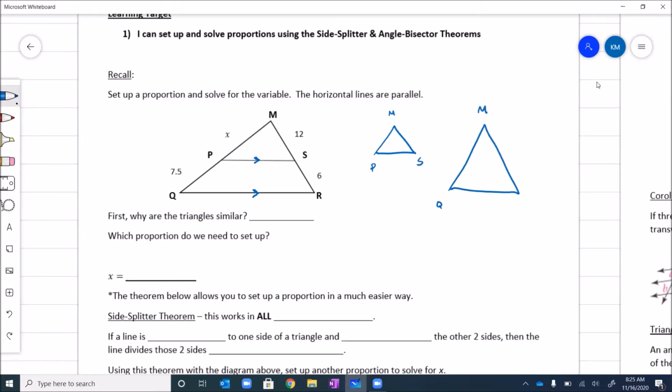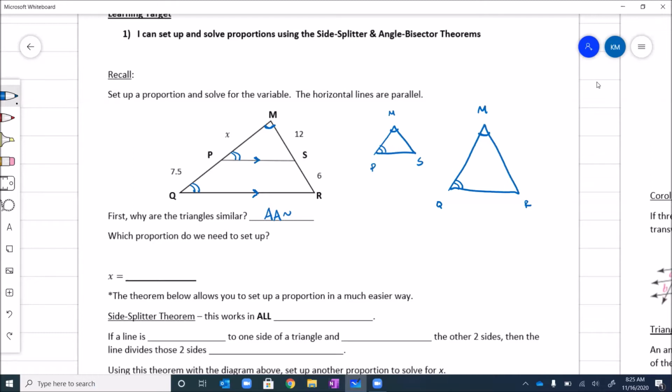And that helps us a lot because now as we look at our triangles MPS and MQR, we can see first that angle M must be congruent to itself because of the reflexive property. And then with these parallel lines, they create congruent corresponding angles. And so we know that these two triangles are similar by angle similarity.